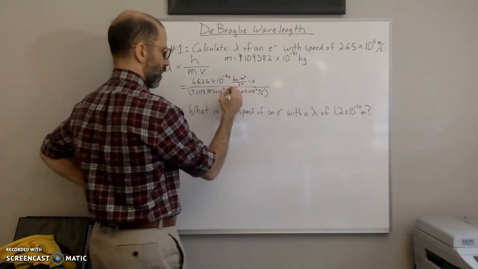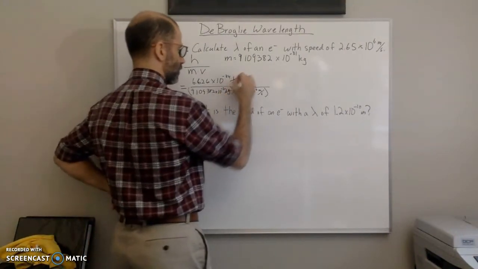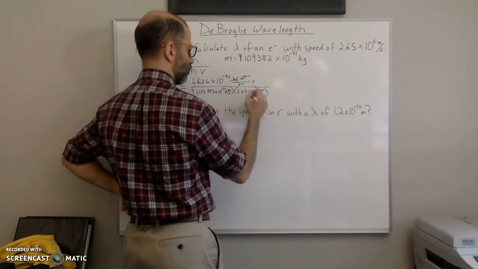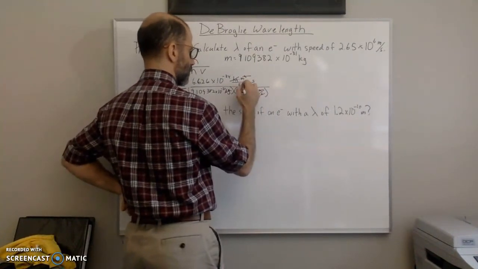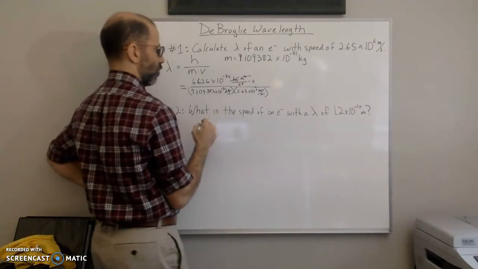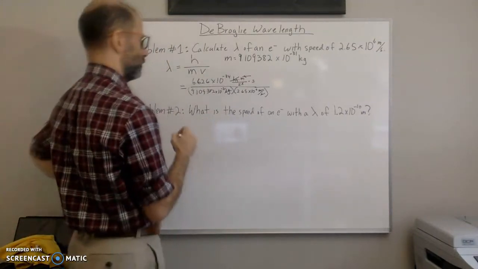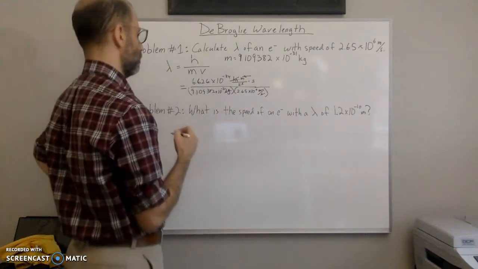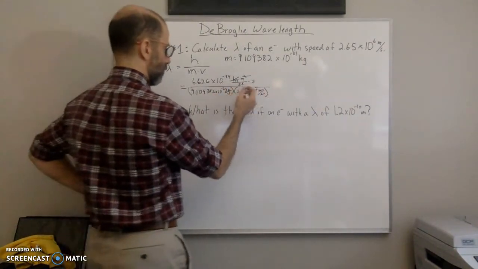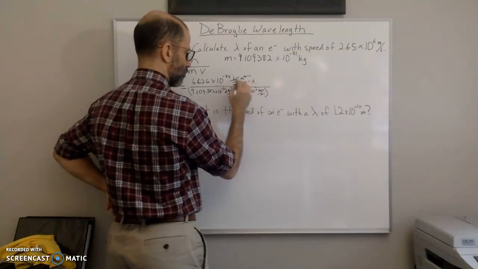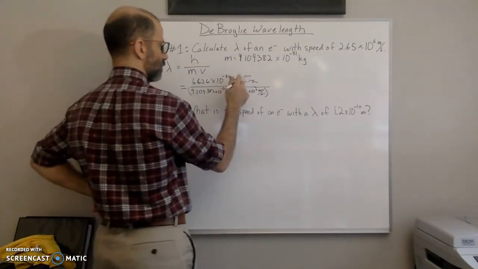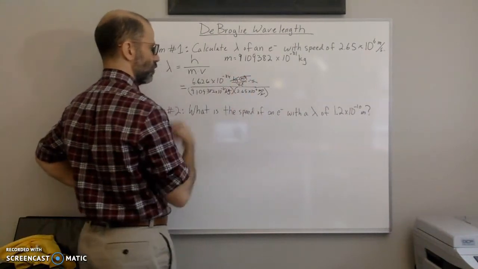And so here, kilograms will cancel out with kilograms, meters will cancel out with meters, seconds will cancel out with seconds, and so we'll have meters per second times second, right? So now these 2 seconds will cancel out, and that's going to leave us with meters, which is what we want.